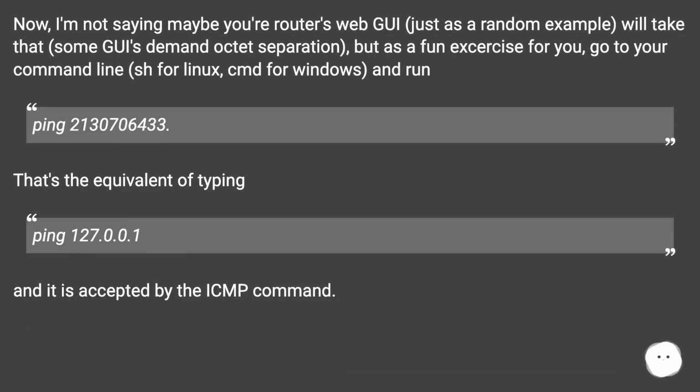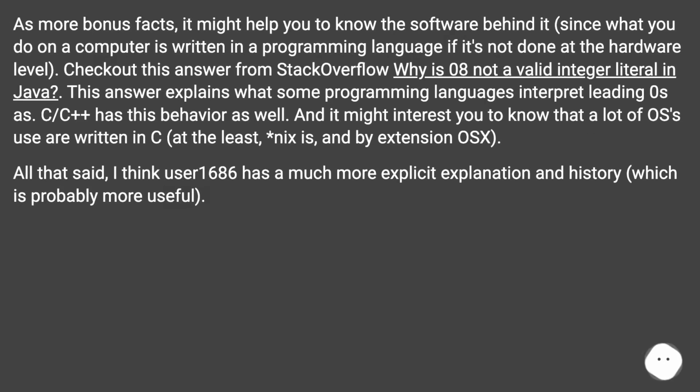Now, maybe your router's web GUI, just as a random example, will not accept that. Some GUIs demand octet separation, but as a fun exercise for you, go to your command line, for Linux, or CMD for Windows, and run ping 2130706433. That's the equivalent of typing ping 127.0.0.1, and it is accepted by the ICMP command. As more bonus facts, it might help you to know the software behind it, since what you do on a computer is written in a programming language if it's not done at the hardware level.